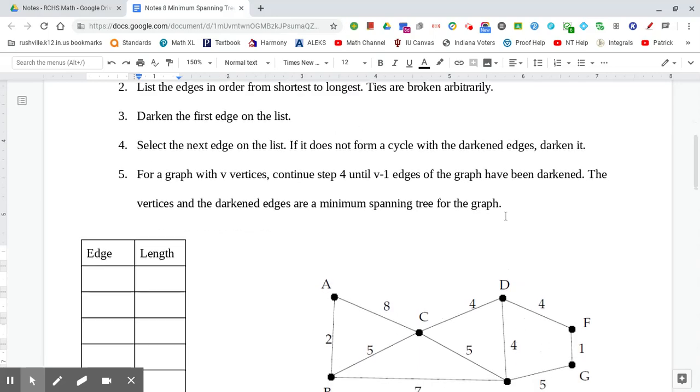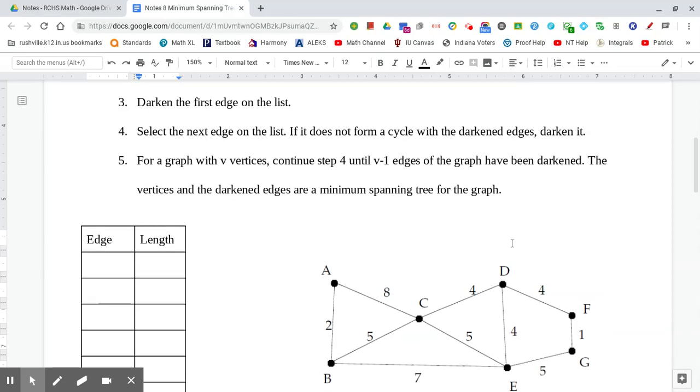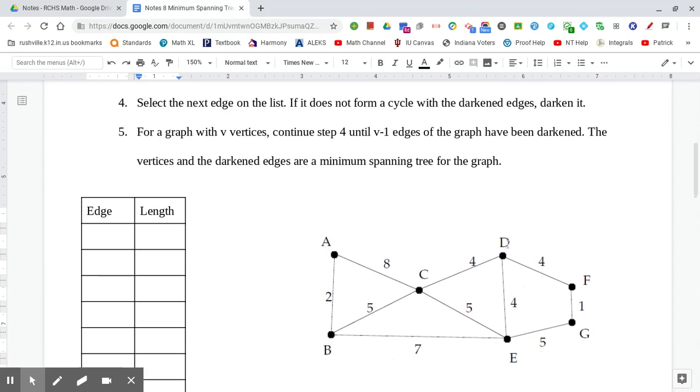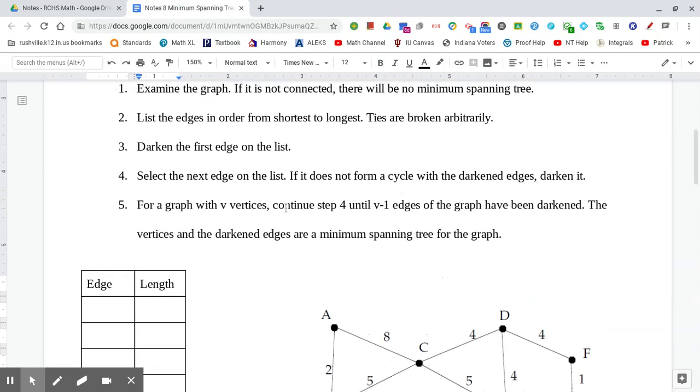Then what you're going to do is list the edges from shortest to longest, if you're doing a minimum spanning tree. If you're doing a maximum, you'd want to reverse that, longest to shortest. And if you have edges that have the same weight, so for example, CD and DF, it doesn't matter which one you put first. Okay, totally arbitrary which one you put first.